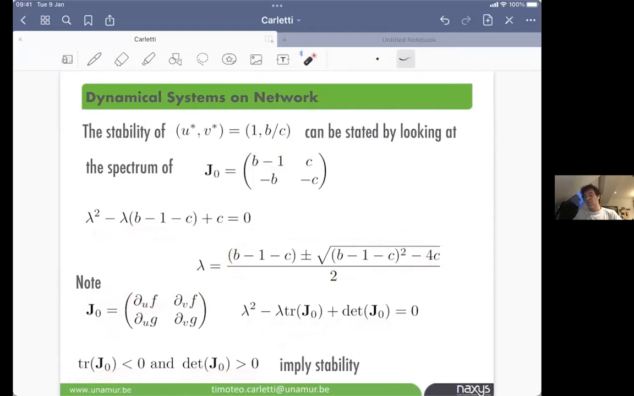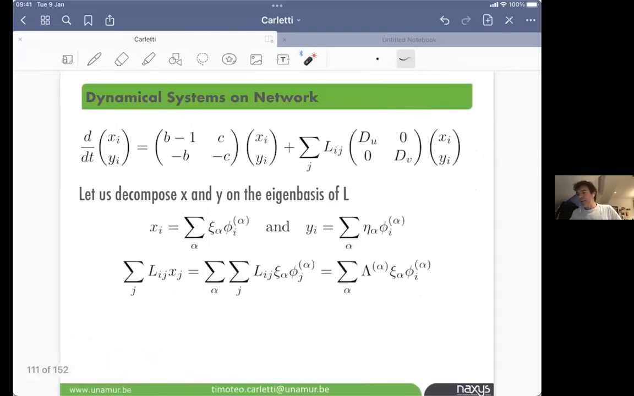Then, of course, the trace being negative means that b minus 1 minus c should be negative, and for the determinant, you have to compute it. So in some sense, I put all the dependence on the parameters just in these two conditions, to simplify the notation a bit. Okay, so we assume that these conditions are satisfied because you want the stability of the homogeneous equilibrium. And then what you do, you now consider the extended system.